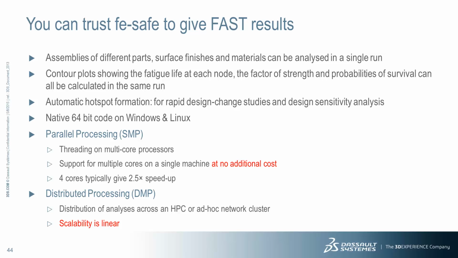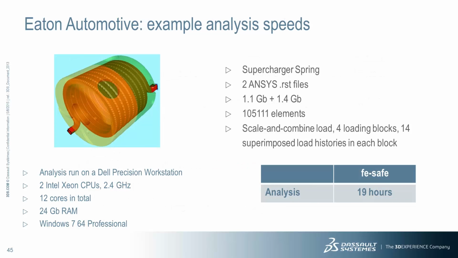With distributed processing, scalability of the speed is linear, as the nodal calculations are distributed to your cluster nodes or workstation seamlessly. Let's see analysis speed examples from a few of our customers. On the left bottom of the slide, you can see the hardware and operating system of the test system we used for all of these studies. On the right-hand side, you can see model and loading conditions. And this is the supercharger spring example from Eaton Automotive that we looked at earlier.